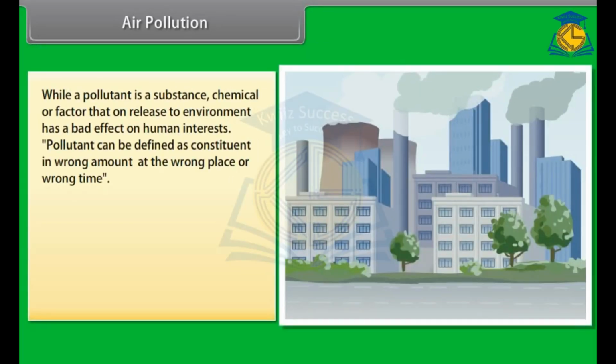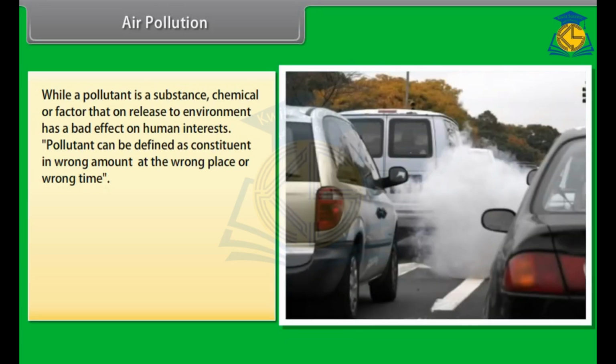While a pollutant is a substance, chemical or factor that on release to the environment has a bad effect on human interests. A pollutant can be defined as a constituent in the wrong amount at the wrong place or wrong time.